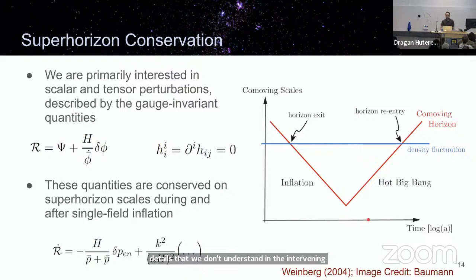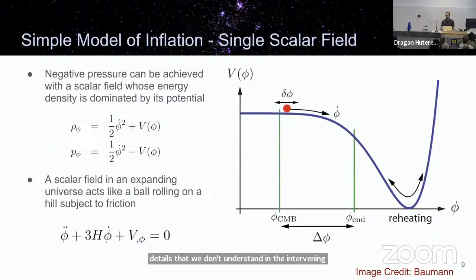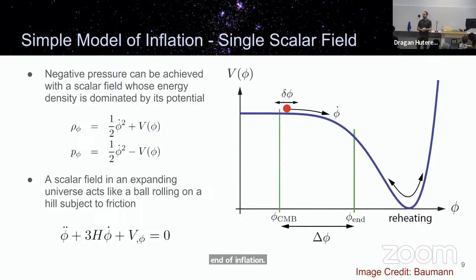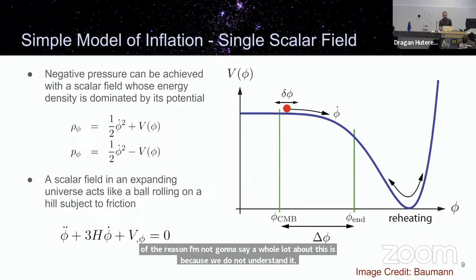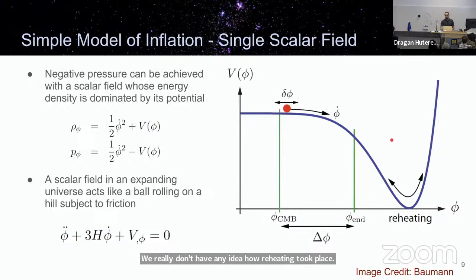So let me come back to another diagram I had here. I mentioned that there was this period of reheating, which signals the end of inflation. I said I wouldn't say a whole lot about this, and part of the reason is that we do not understand it. We really don't have any idea how reheating took place. Reheating is the time during which the energy density was transferred from the field or fields that drove inflation into the radiation that filled the universe at the start of the hot Big Bang. So it's the conversion of the stuff that drove inflation into the hot Big Bang.